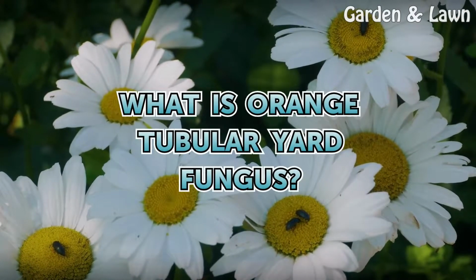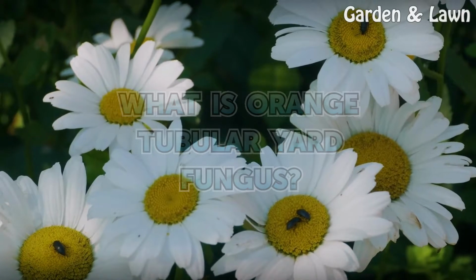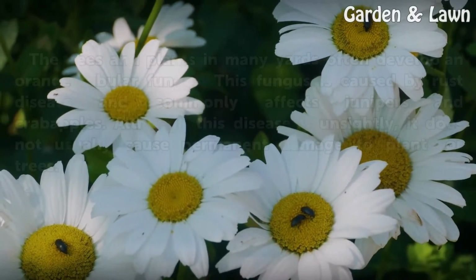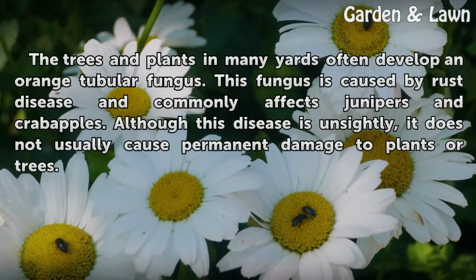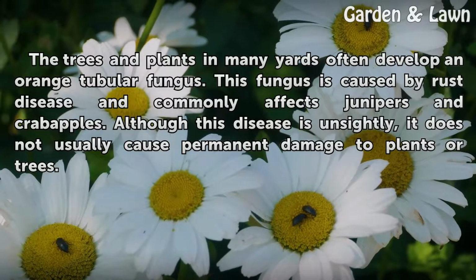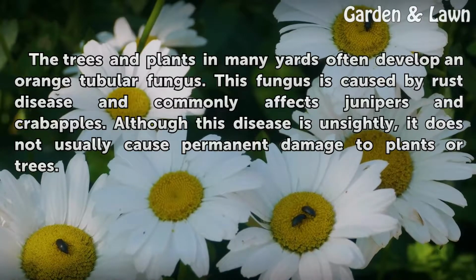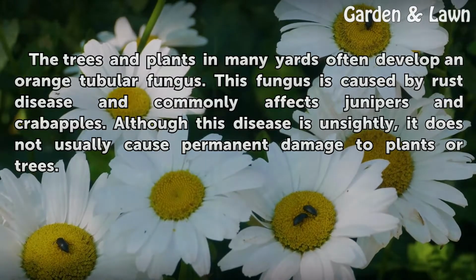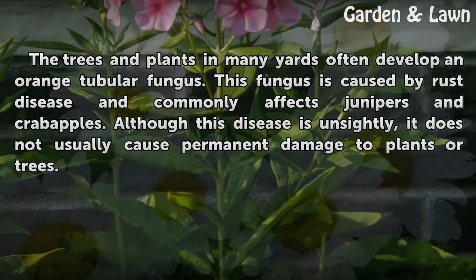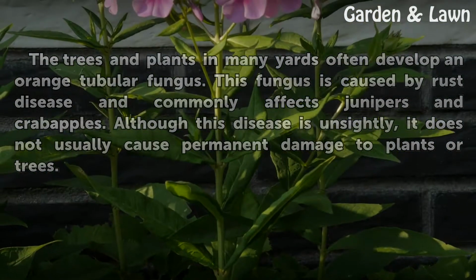What is orange tubular yard fungus? The trees and plants in many yards often develop an orange tubular fungus. This fungus is caused by rust disease and commonly affects junipers and crabapples. Although this disease is unsightly, it does not usually cause permanent damage to plants or trees.